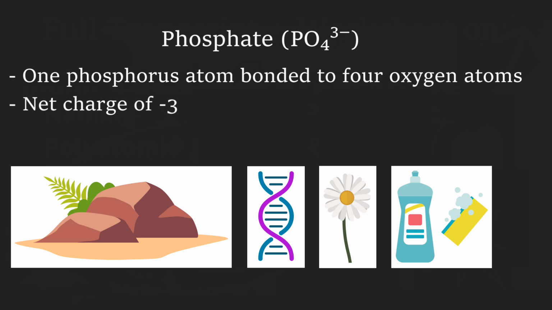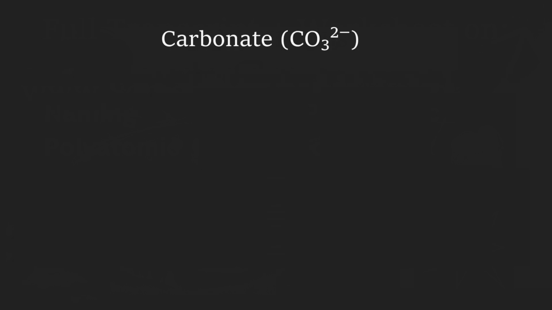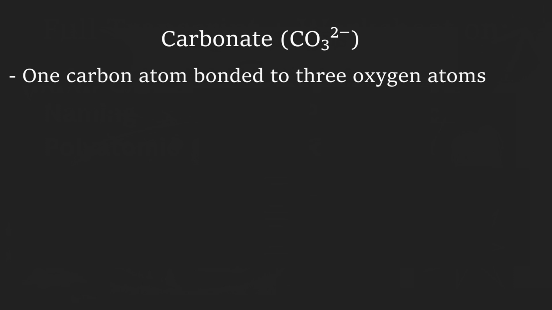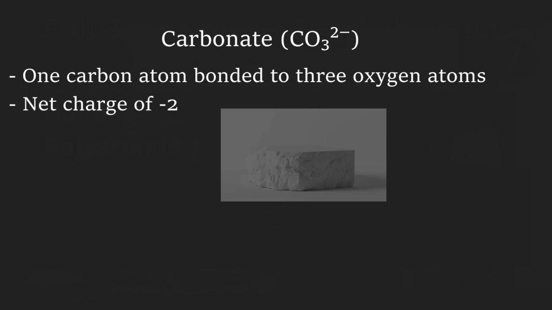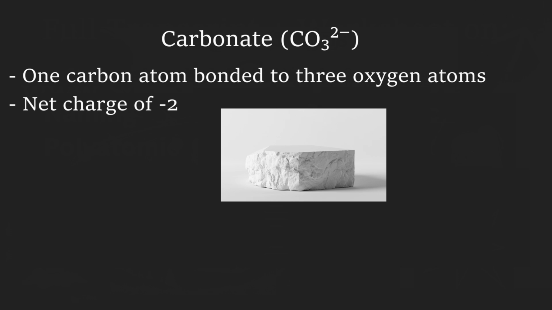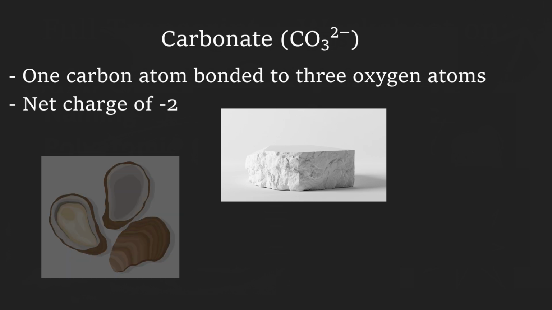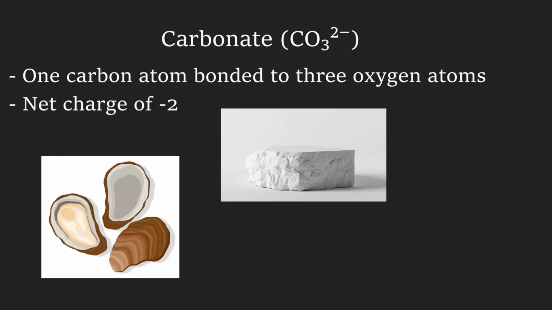Our fourth ion on the list is the carbonate ion. It consists of one carbon atom bonded to three oxygen atoms and carries a net charge of -2. Carbonate is commonly found in nature, particularly in sedimentary rocks like limestone and marble, and also in the shells of marine organisms such as oysters, clams, and snails.